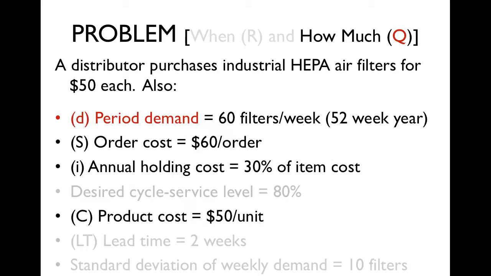Knowing those variables, here's the data from the problem again. We're going to gray out everything that only applies to reorder points. So we're left with period demand, the ordering cost, the holding cost rate, and product cost. The other things are appropriate for ROP, but not for EOQ.